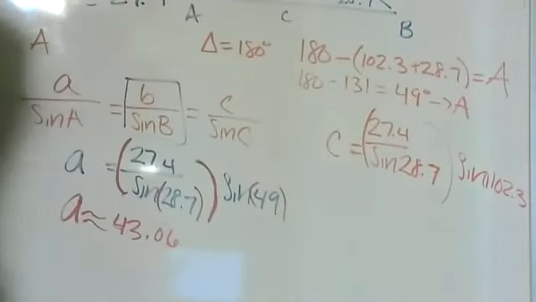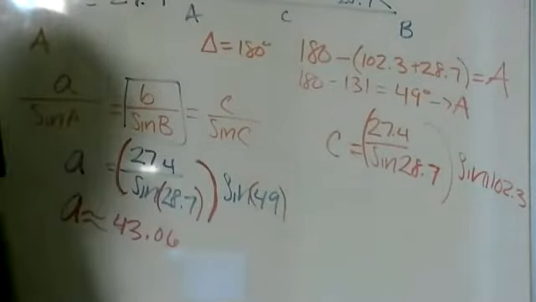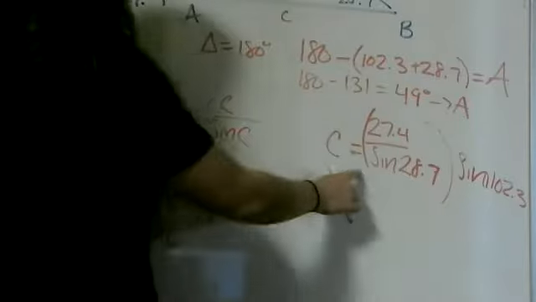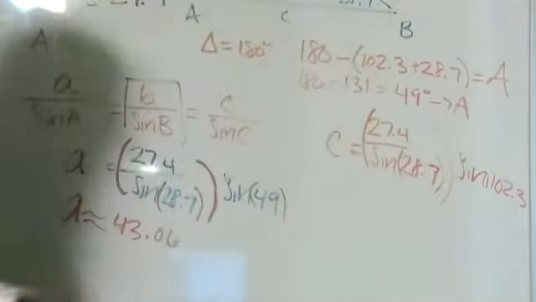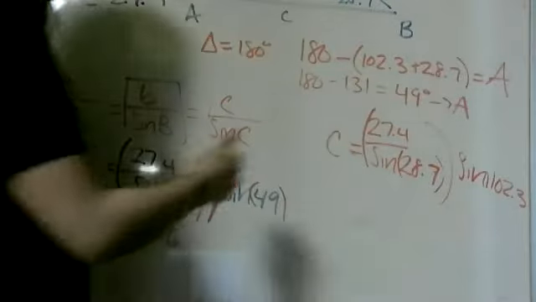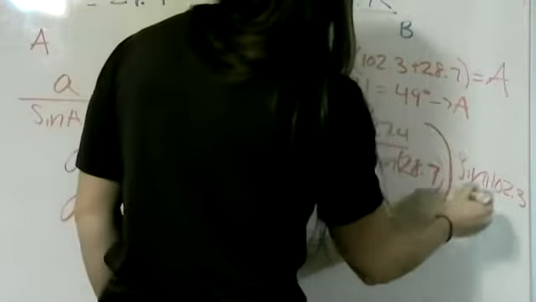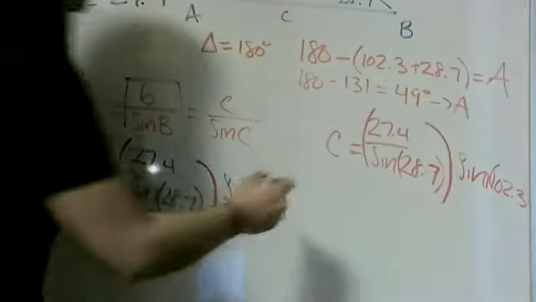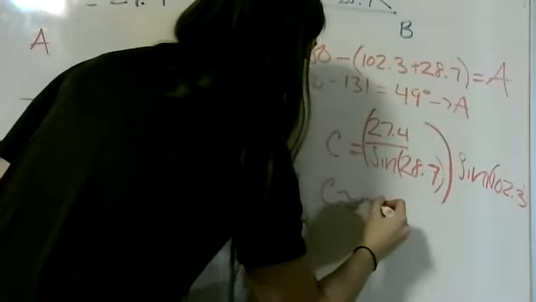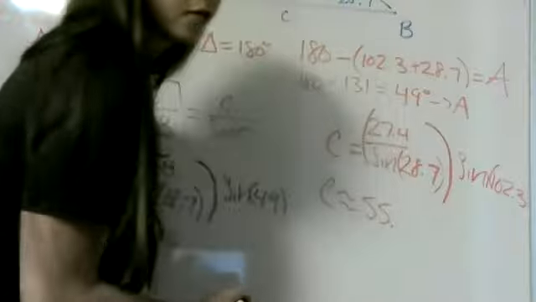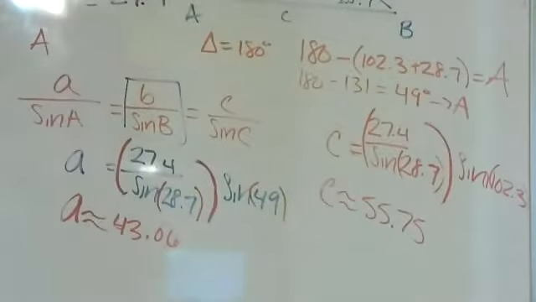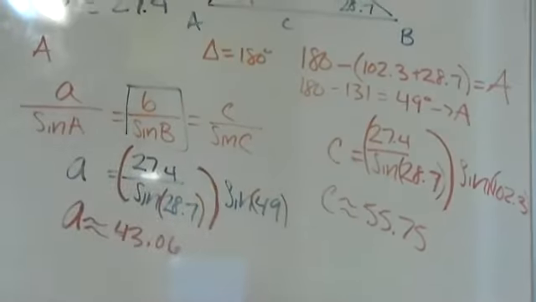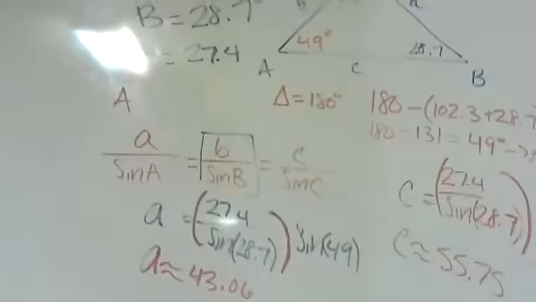Again, go ahead and put this in your calculator. If you did it correctly over here, it's essentially the exact same steps. With a parenthesis, type in this quotient. You will get 2 parentheses around that sine 28.7 value. Making sure you close off both of those parentheses before entering sine of 102.3. If you're doing this correctly, you get an approximate C value of 55.75. Okay, that would be the last value that we need.